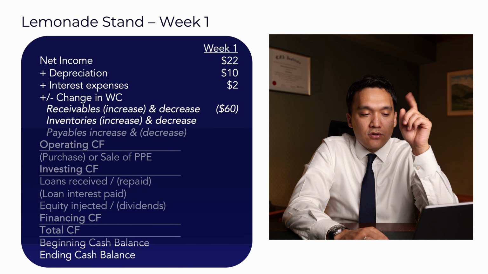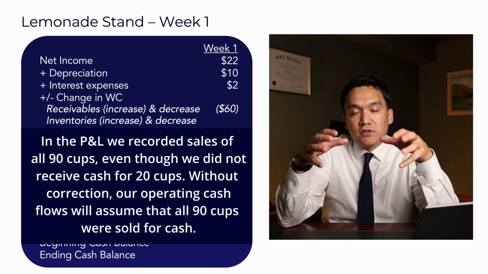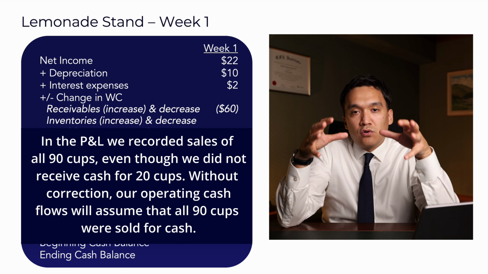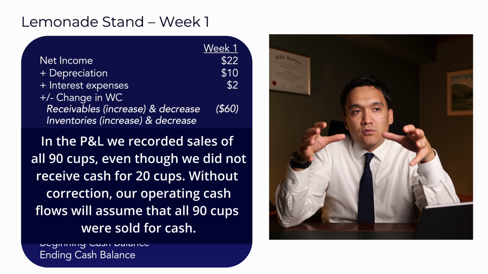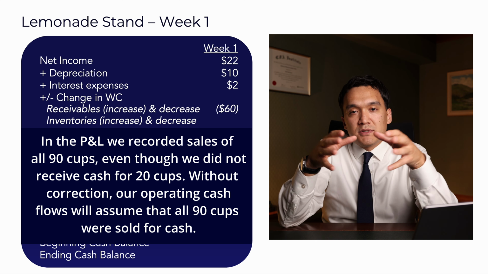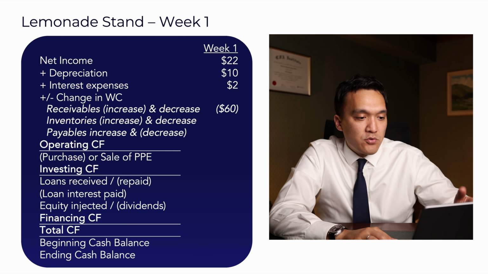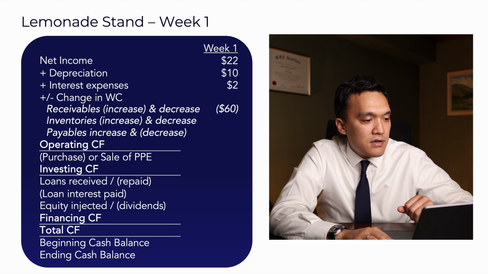So this is $60. So we subtract $60 because in the profit and loss statement we accounted for all 90 cups and we assume that we sold all of them. But in reality, 20 cups were sold on credit and we didn't actually receive any cash for them. So we need to deduct $60.